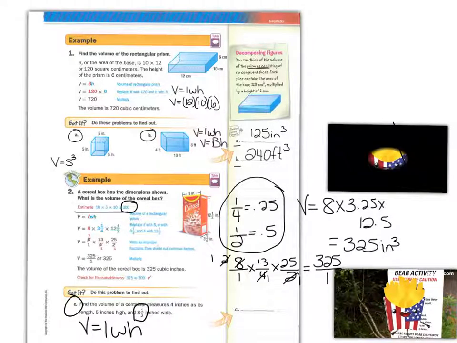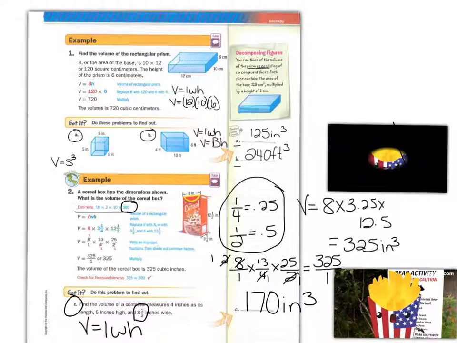So really quickly, I'm going to give you your answer. I know this is kind of a tricky problem because you had a fraction or a decimal that you had to use. Hopefully you chose the path that was right for you, and you got an answer of 170 inches cubed. If you didn't get 170 inches cubed, please ask your teacher for a little more help.